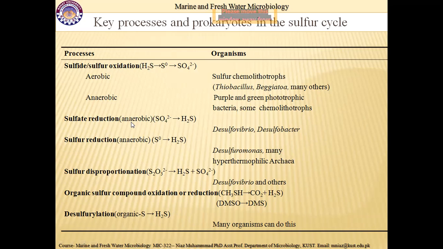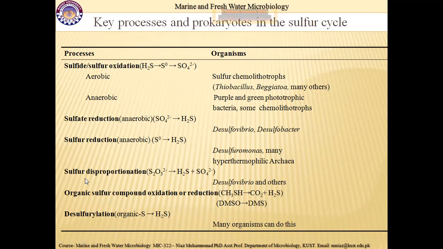Sulfate reduction, anaerobically, SO4 into H2S. Desulfovibrio and Desulfobacter are responsible for this step. Sulfur reduction, anaerobically, from elemental sulfur to H2S. Desulfuromonas and many hyperthermophilic archaea are responsible to convert elemental sulfur into H2S.